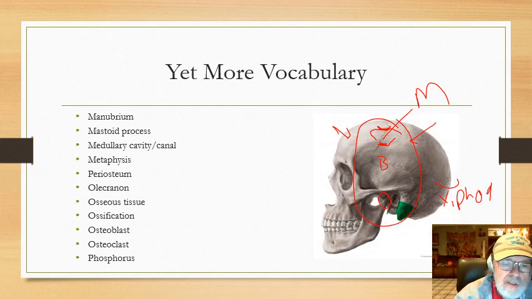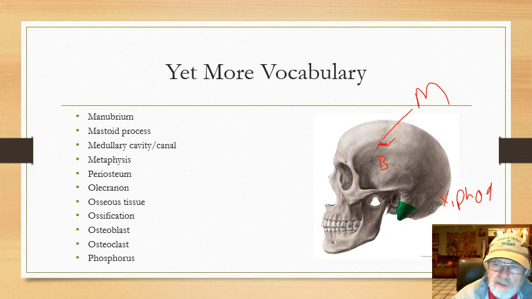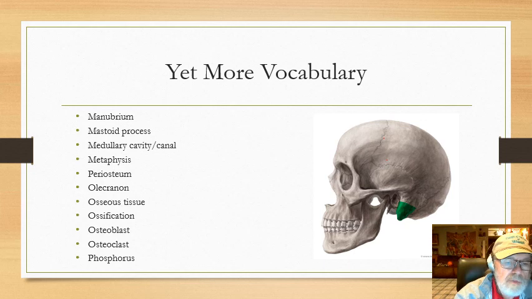Now, this is this area right here. Let me get rid of these scratches here. Okay. The mastoid process would be the next vocabulary term we have here. This little green area right here is the mastoid process. Now, if you take your finger and you feel behind your ear, you'll feel a little bump right back in here. And that's the mastoid process.